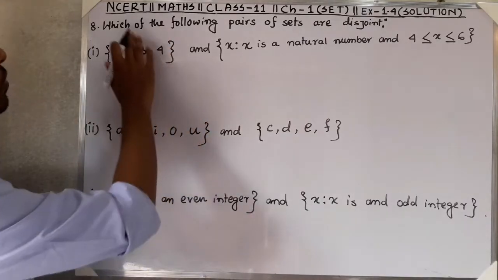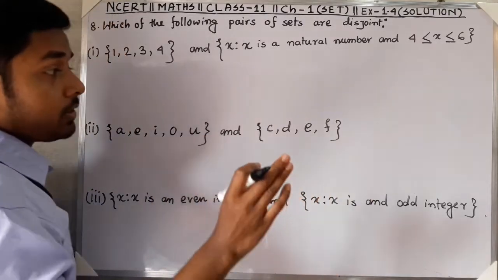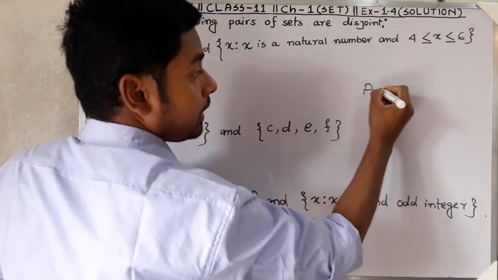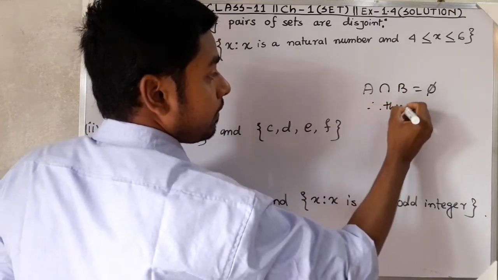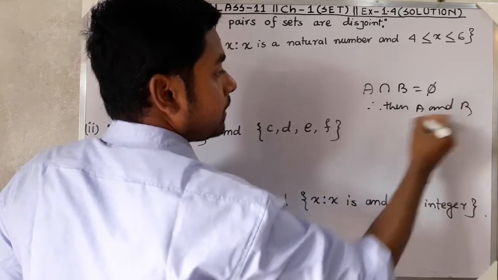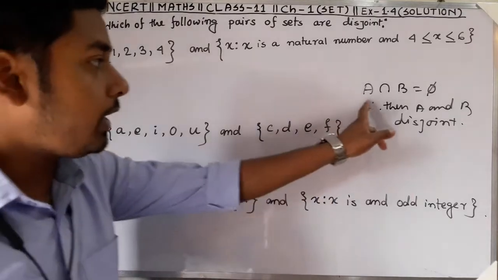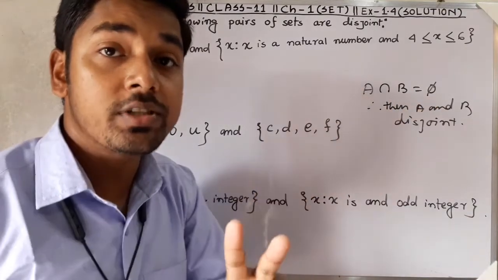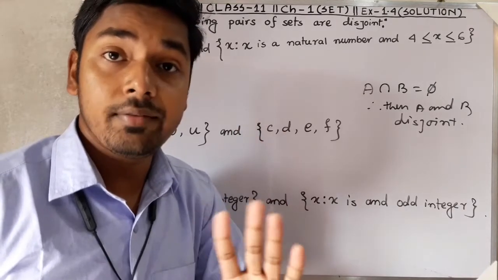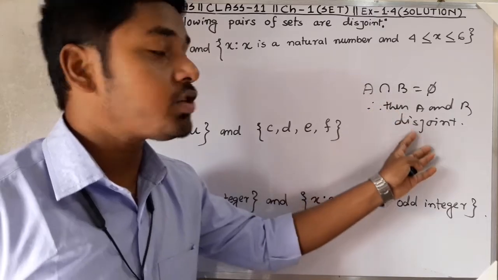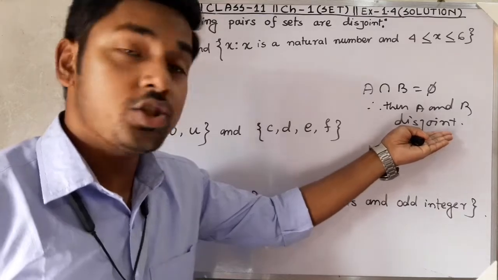Now question number 8. Which of the following pairs of sets are disjoint? Disjoint means what? What is the condition of disjoint? If A intersection B is equal to the empty set, then A and B are disjoint. I told you. If A intersection B is the empty set, it means the two sets are not having any common element. If two sets are not having any common element, then they are disjoint sets. अगर दोनों सेट का कोई common element नहीं रहेगा तो वो disjoint set होगा.